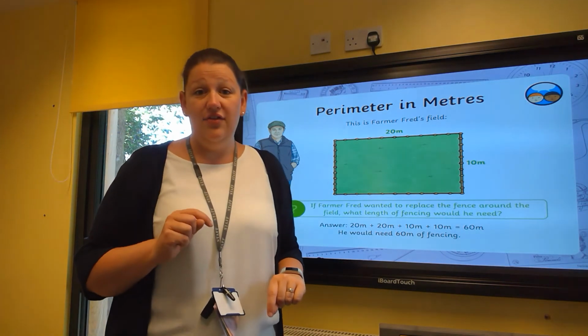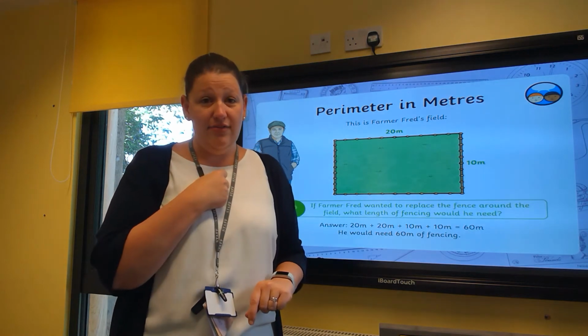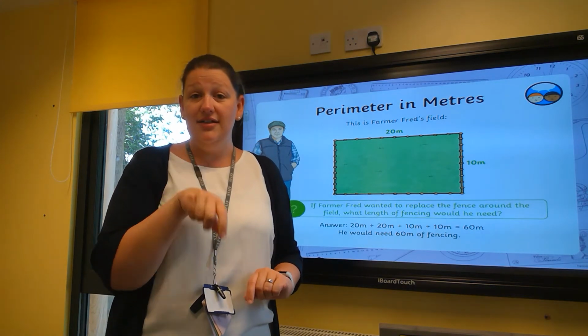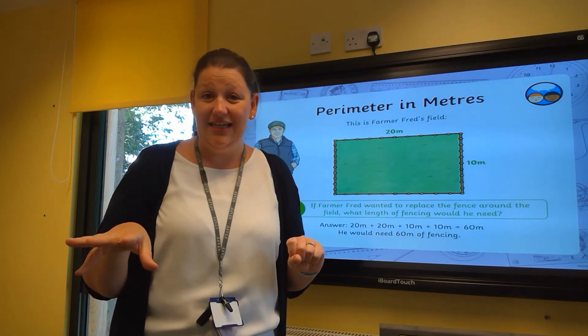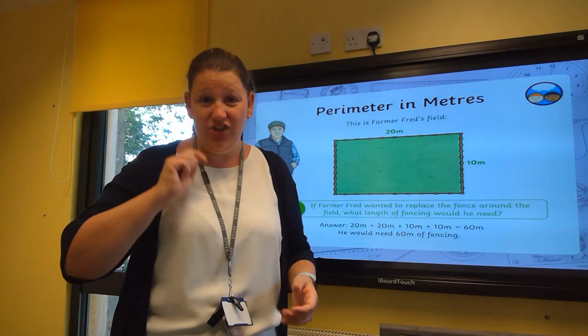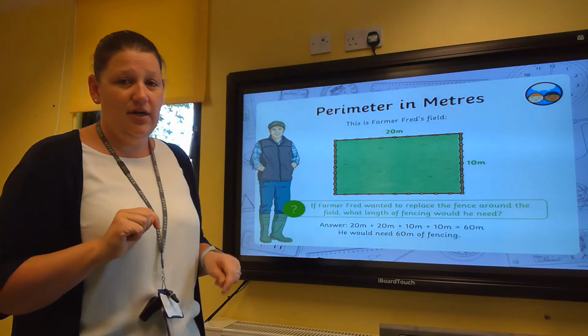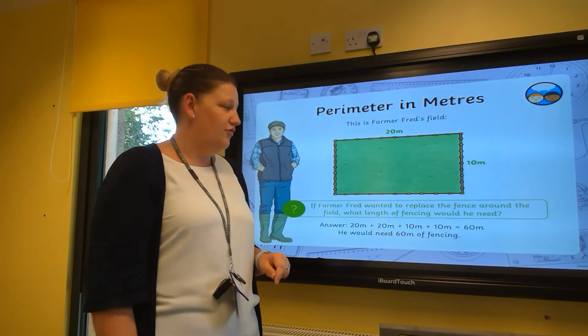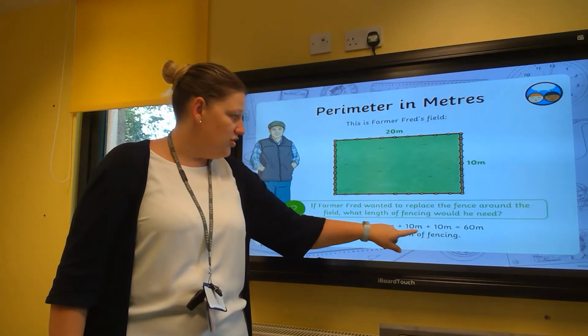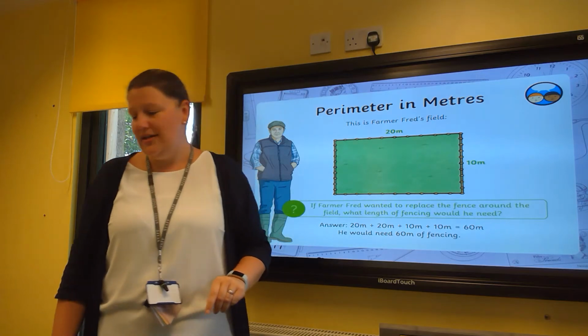And I need to give myself a little bit of feedback there, that I need to remember to make sure I put metres on the end, because I said 20 and 20, 10 and 10 is 60. Didn't say what unit of measure, and that's just what I was telling you about. So my next one, I'm going to make sure that I use the unit of measure. Okay, so I'm still making sure I've got all my perimeter, but I'm using quick maths to help me.